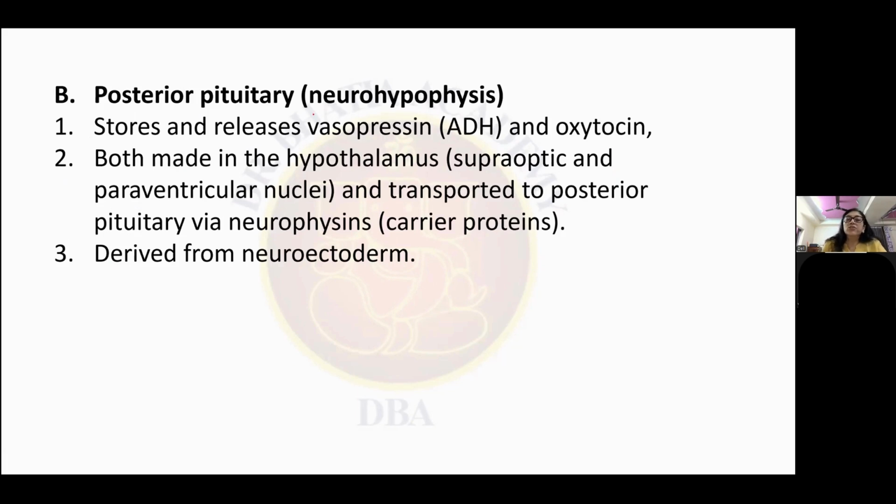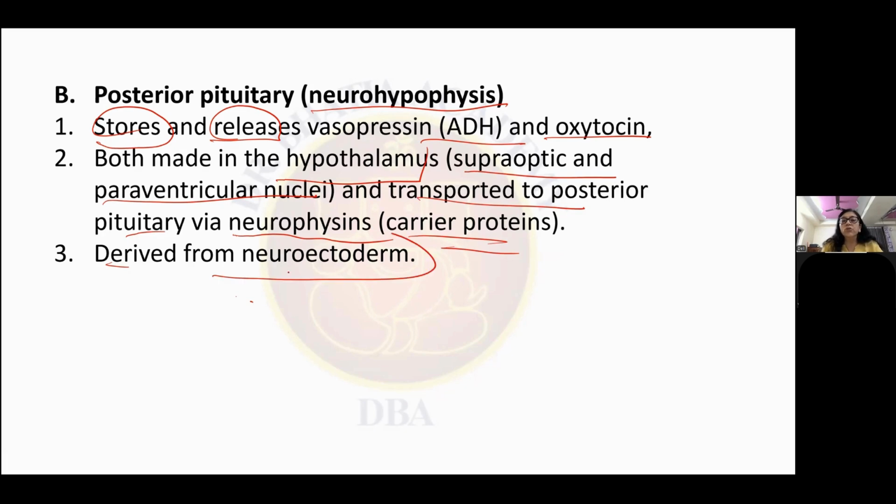Posterior pituitary, that is neurohypophysis, will not form hormones. It only stores hormones which come from the hypothalamus. So it stores and releases the hormones that are made in the hypothalamus, that is the supraoptic and the paraventricular nuclei, and they are transported to the posterior pituitary via neurophysins. That is, they are the carrier proteins. And this posterior pituitary is derived from the neuroectoderm.